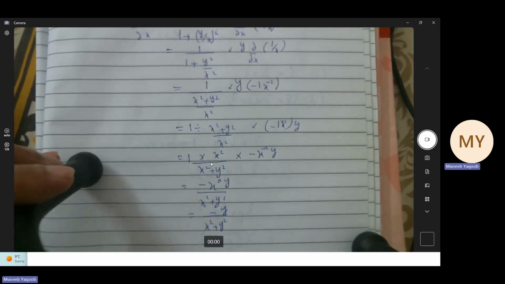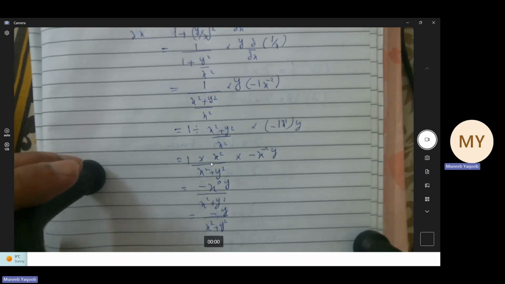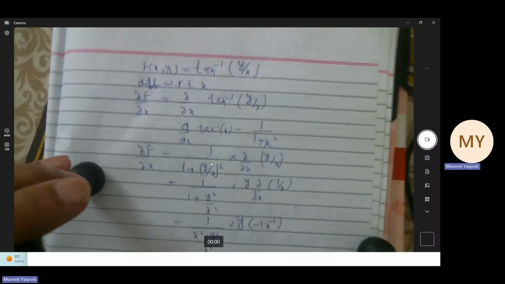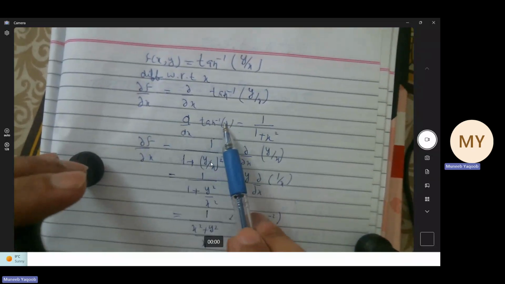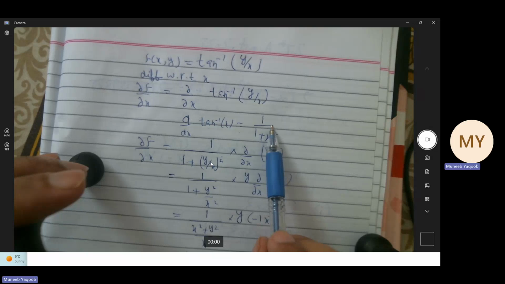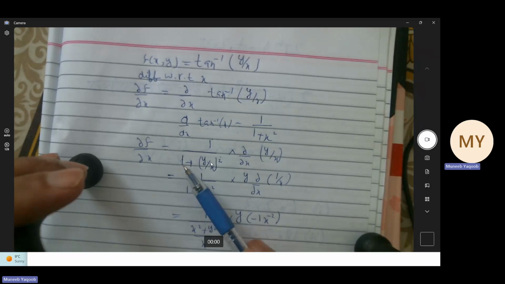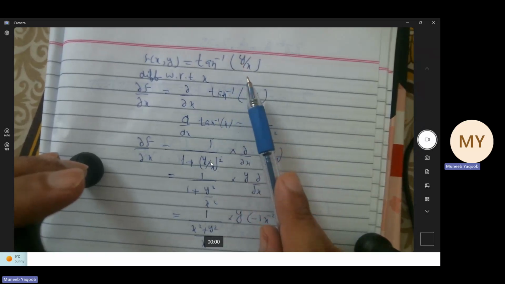So that was a bit tricky question, but you can see that if you know the basic formula, that is what is the derivative of tan inverse of x, so you can easily calculate a complex partial derivative like tan inverse of y upon x.